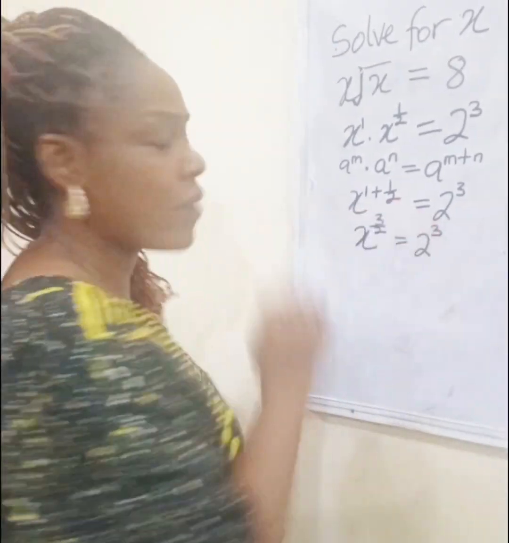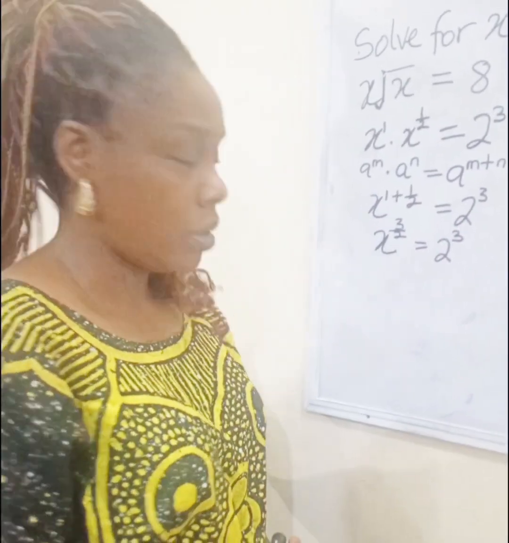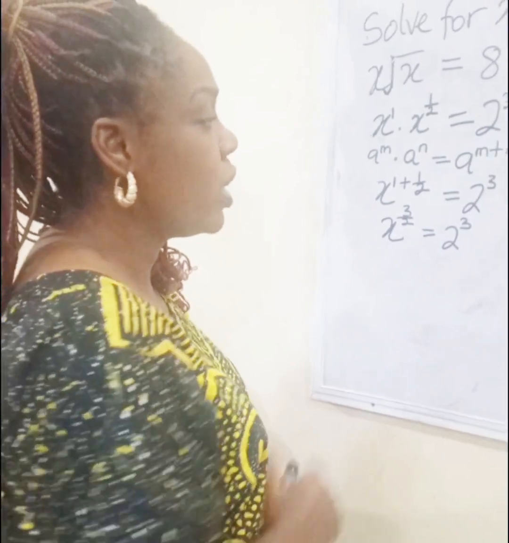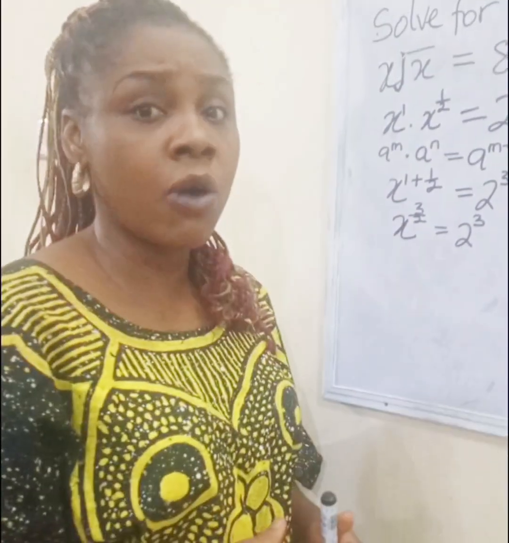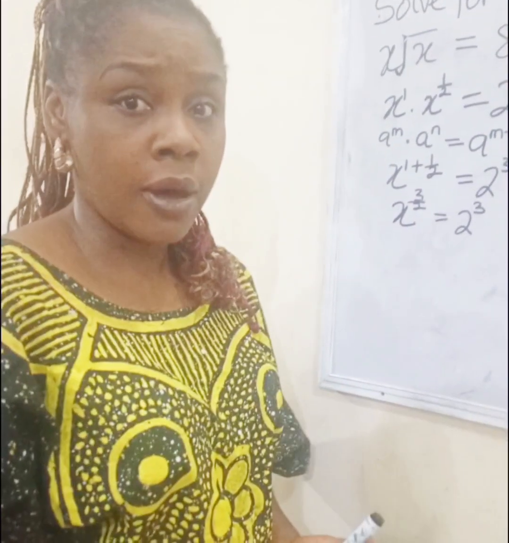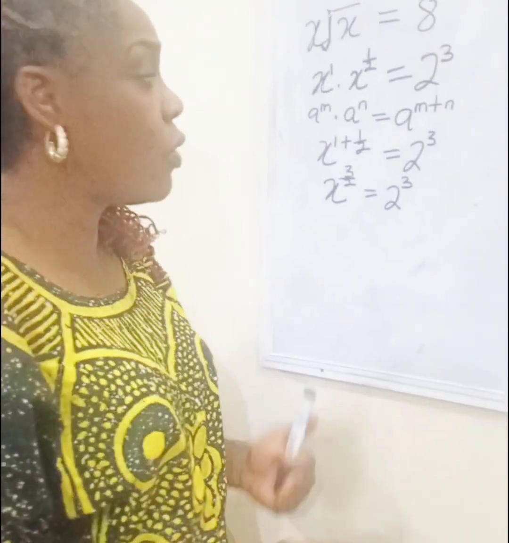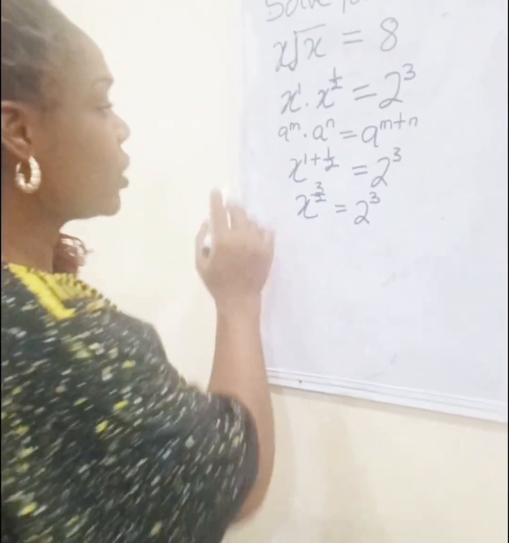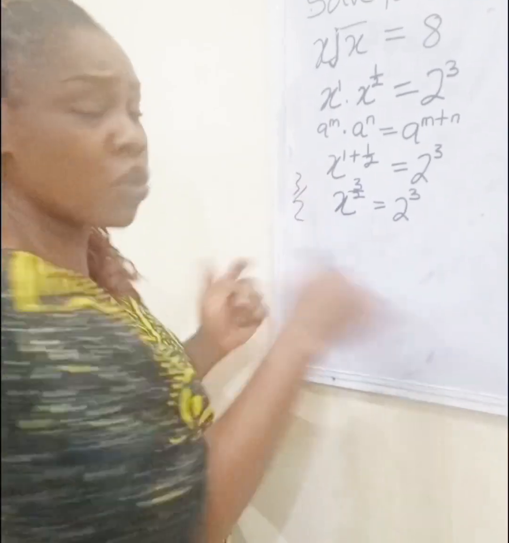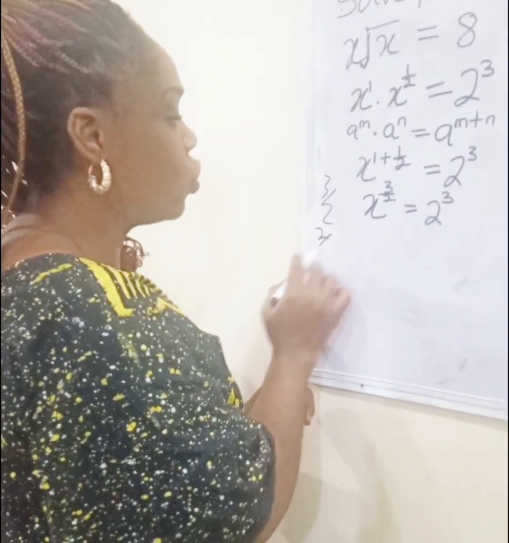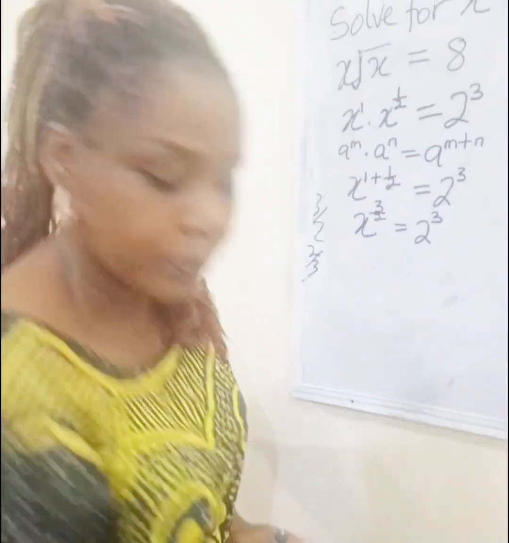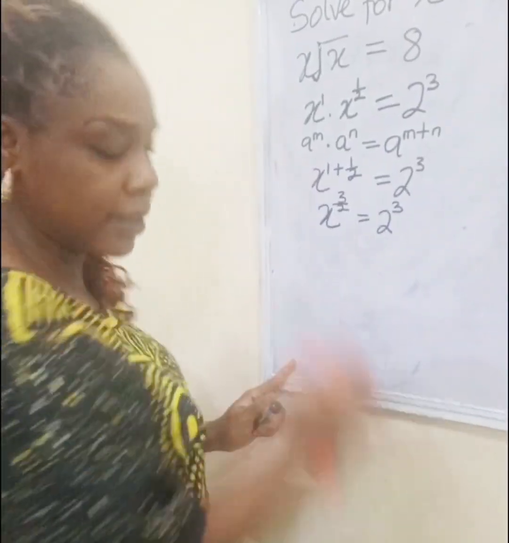Now, what do we do to get rid of this fraction here? This exponential fraction here, what do we do? The first thing we have to do is to find the reciprocal of 3 over 2. Reciprocal means find the inverse of 3 over 2. The inverse of 3 over 2 is what? Just turn it upside down. It becomes 2 over 3.